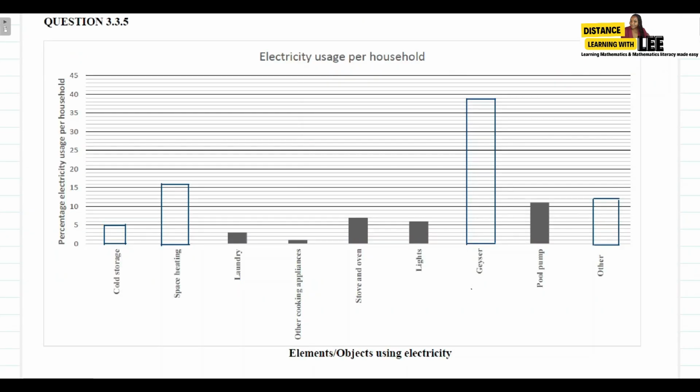Final question, where we had to complete the bar graph. You'll get 1 mark for showing your cold storage, 5%. Another mark for your space heating, which was 16%. Another mark for your geyser, which was 39%. And another mark for your other, which was 12%. This one was out of 4. In total, question 3 was out of 35 marks.